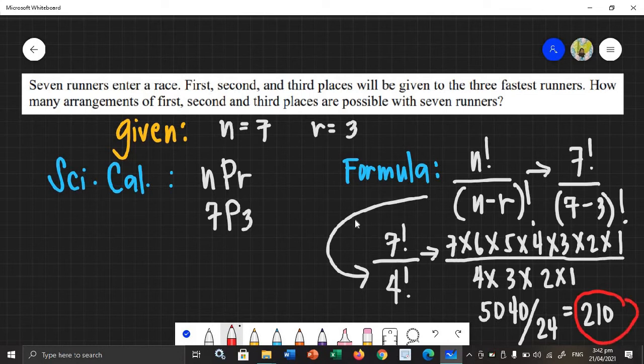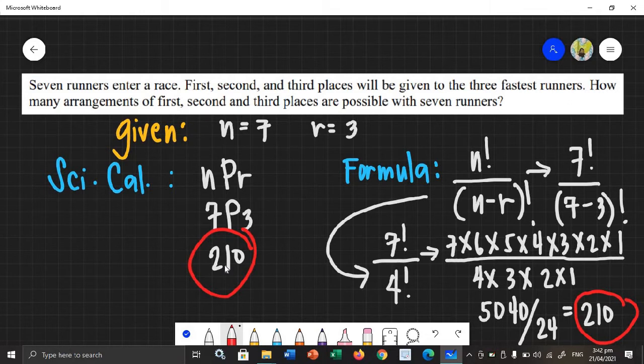Okay? How about if we use our scientific calculator? So we have 7 and then click yung nPr. Tapos r natin is 3. Lumabas 210 straight up. So same answers lang yung lalabas. Kahit i-calculator nyo or kahit gamitin nyo yung formula. So this is an example of a regular problem regarding permutation. The formula is n factorial all over quantity n minus r factorial. Pero if you have scientific calculator, you can just use nPr to get the number of arrangements.